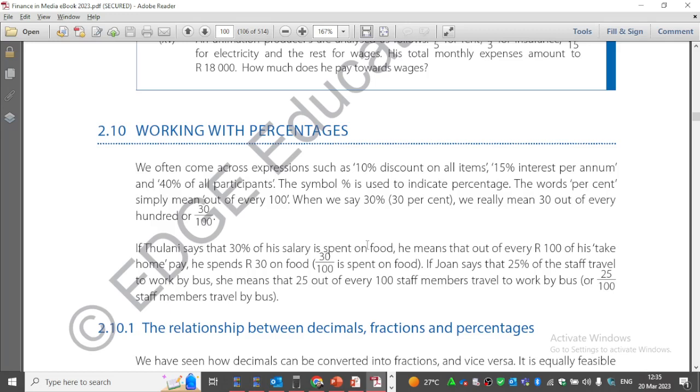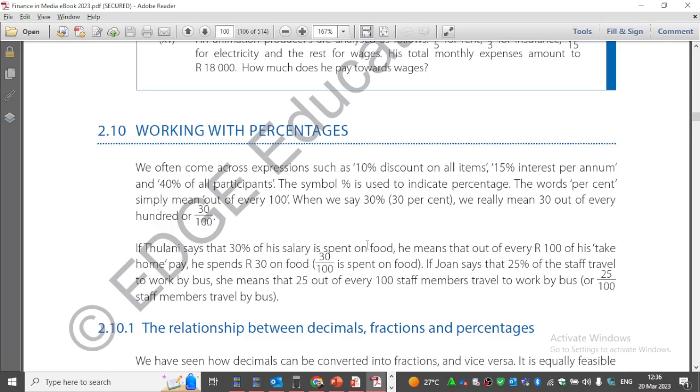So when we say 30%, that means 30 out of 100. To give an example, if Tolani says that 30% of his salary is spent on food, he means that out of every 100 of his take-home pay, he spends 30 rand on food, which is 30 out of 100. If John says 25% of the staff travel to work by bus, she means that 25 out of every 100 staff members travel to work by bus, or 25 over 100 staff travel by bus. That is the simplification of percentage.